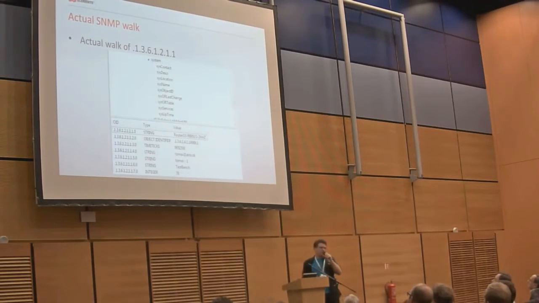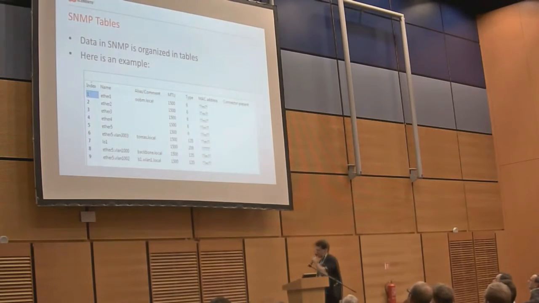Alright, so that's SNMP basics. Let's look at some more advanced stuff, which is SNMP tables. Data in SNMP is organized in tables. Here is an example of an actual table. We have an index, and then we have some columns inside of the table giving us some particular information.